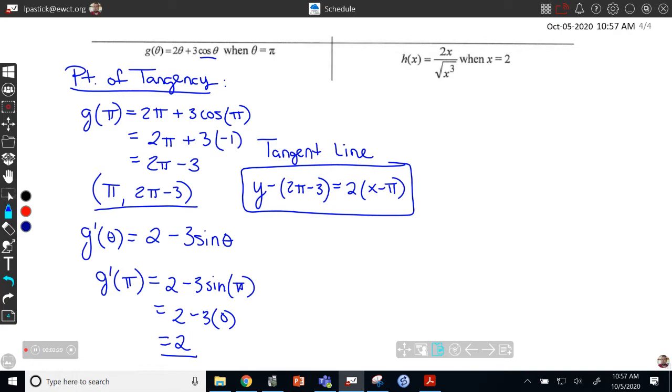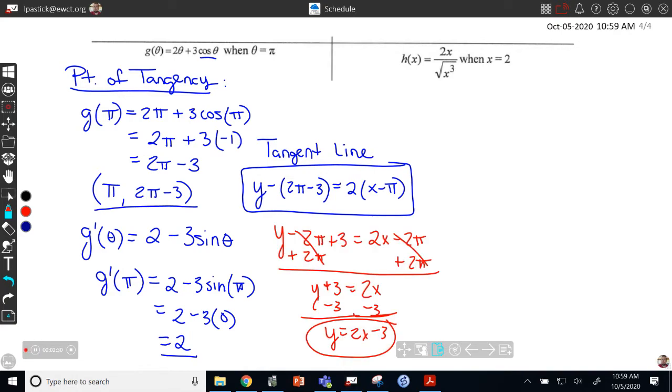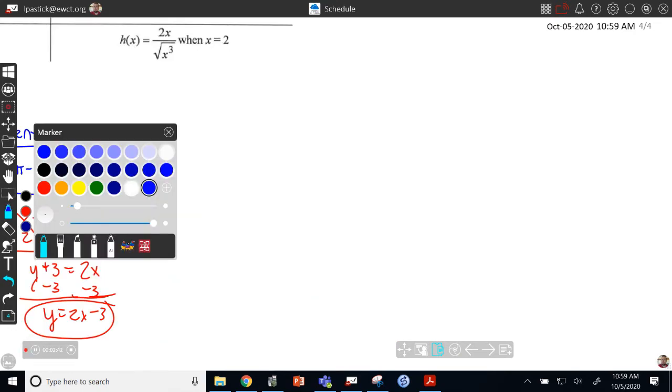So I'm going to do that real quick. As you can see, I've rewritten it by distributing the negative and the 2 on the left and the right, and then just combining like terms and moving things around, and you get y equals 2x minus 3. So pretty much the same thing on this one.